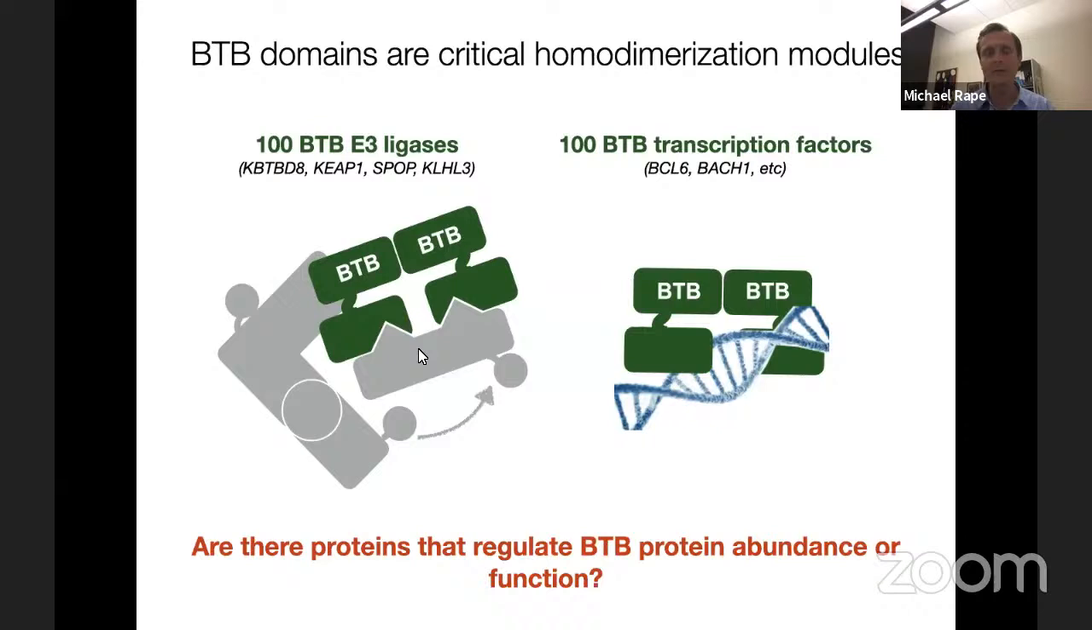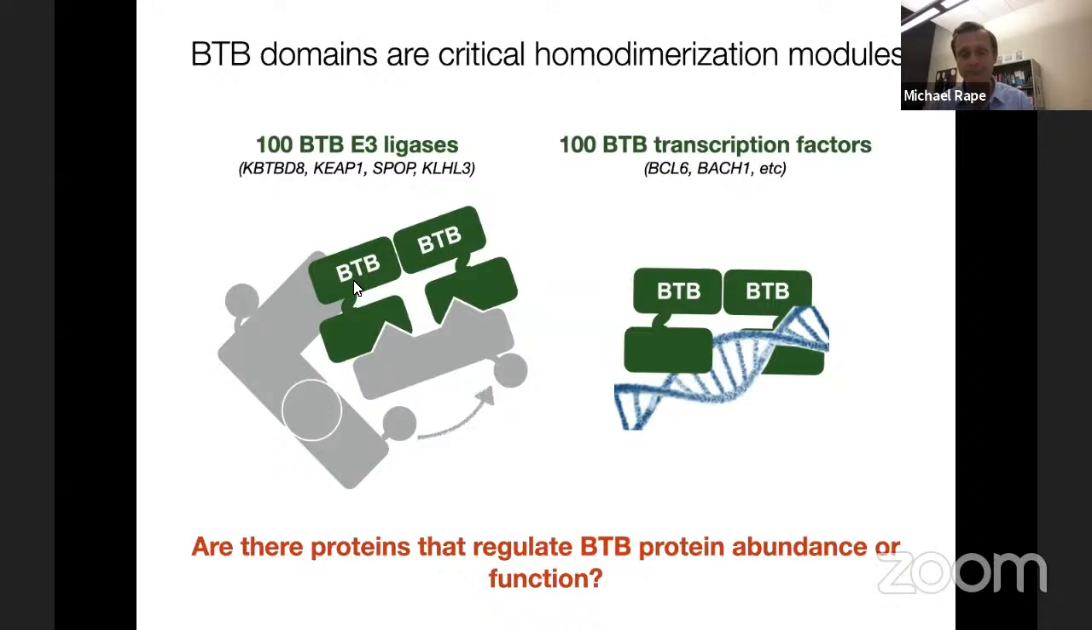About 100 others of these BTB proteins are transcription factors. And like the E3 ligase subunits, these are very important transcription factors for development, such as BCL6 or BACH1, for example. The key feature of these BTB domains in this context is really that it mediates homodimerization. If it would heterodimerize, the protein complex would be inactive, but the BTB domain typically mediates homodimerization.